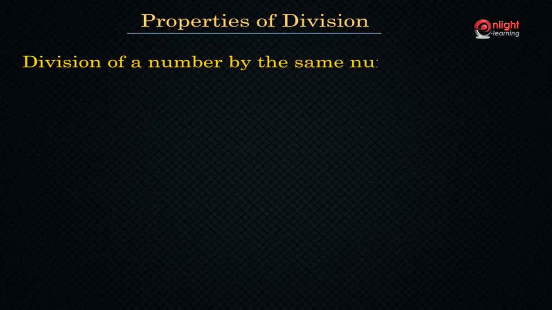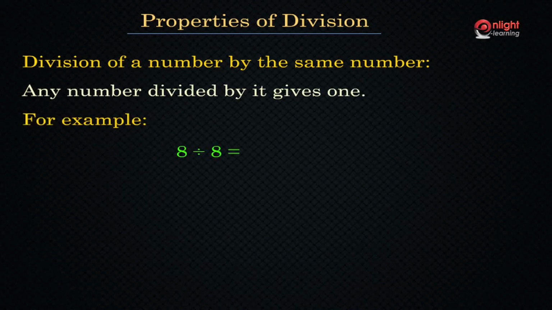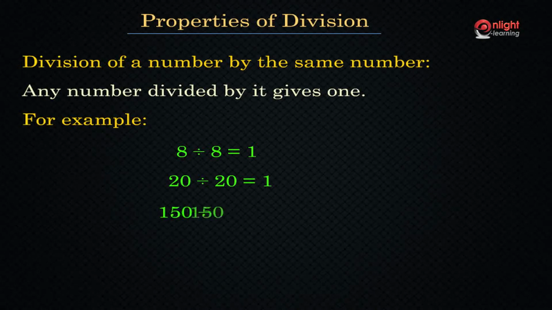Division of a number by the same number. When a number is divided by itself, the quotient is 1. For example, 8 divided by 8 equal to 1. 20 divided by 20 equal to 1. 150 divided by 150 equal to 1.